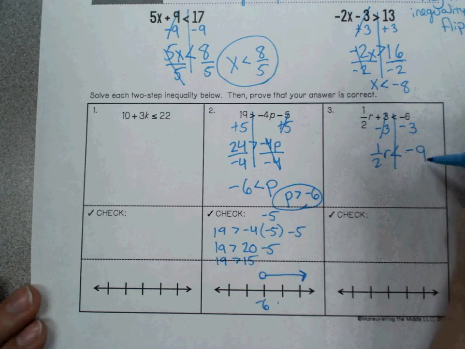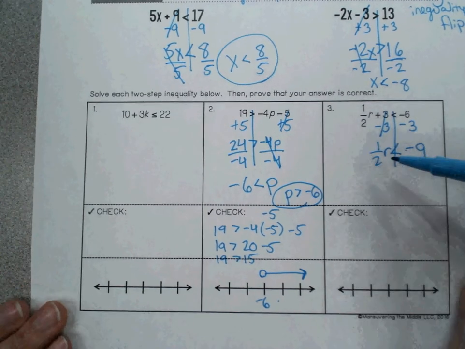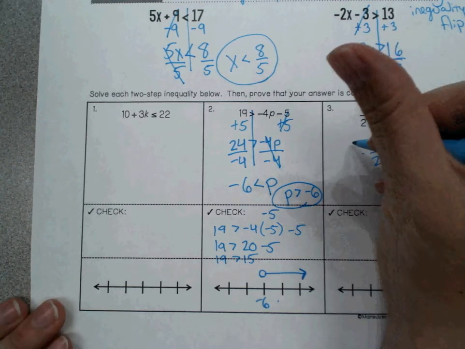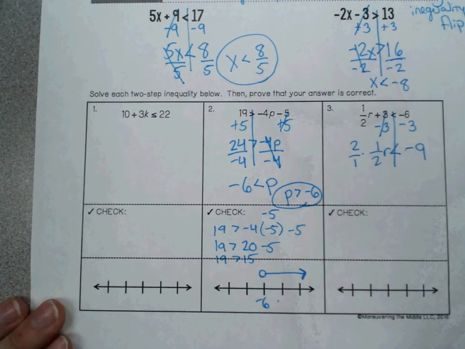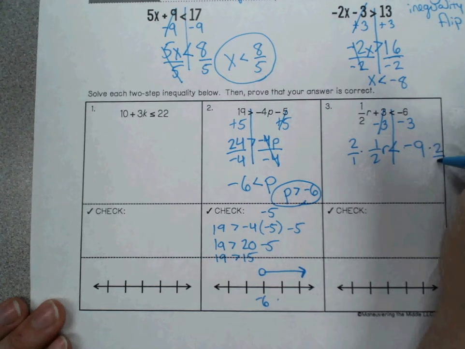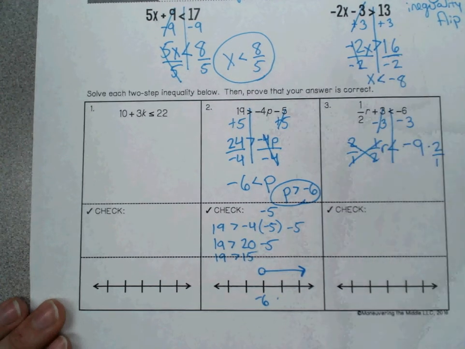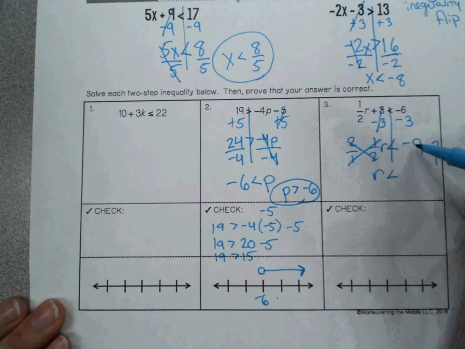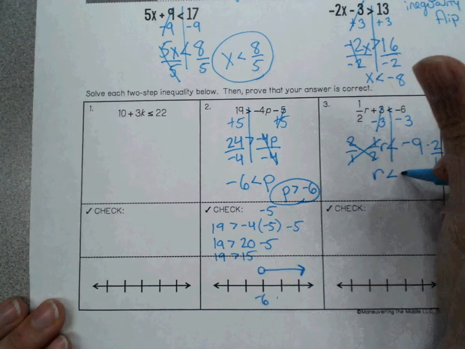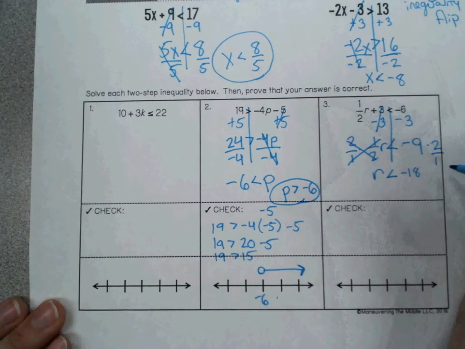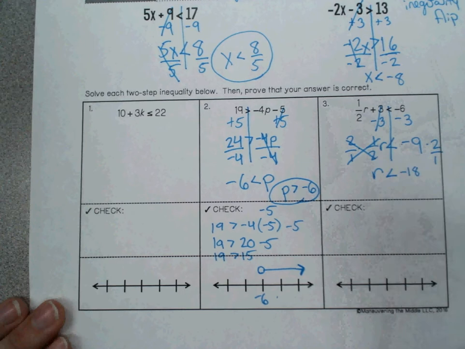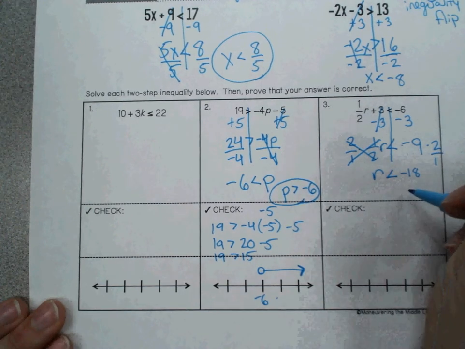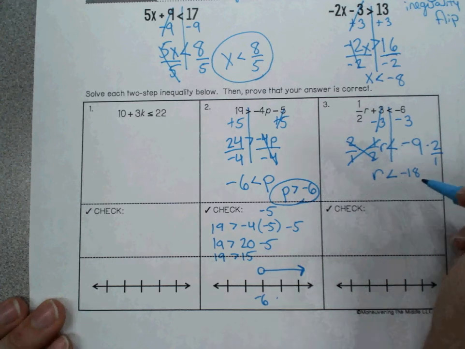We get negative 9. Now remember, to get rid of fractions that are right next to a variable, you can always multiply by the reciprocal. So instead of 1/2, we're going to multiply by 2 over 1. We're going to multiply by 2 over 1 on the other side. So those will cancel. So we're just left with r, and r is less than negative 9 times 2, which is negative 18. And then it'd be negative 18 over 1, which is just the same as negative 18. So now check the sign. So the only numbers that are going to work is anything less than negative 18.